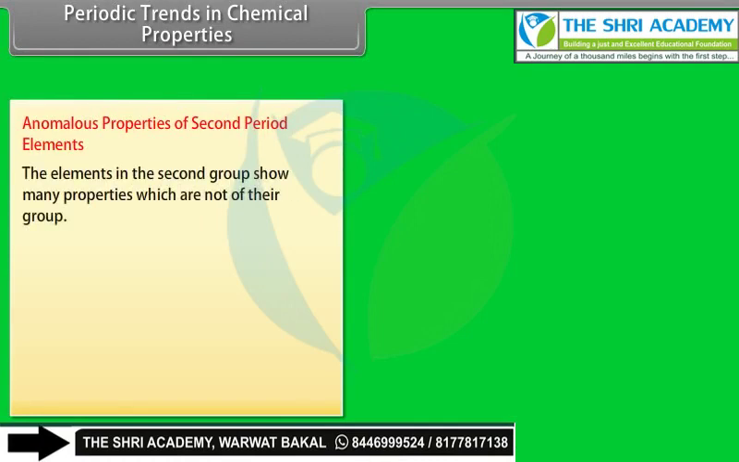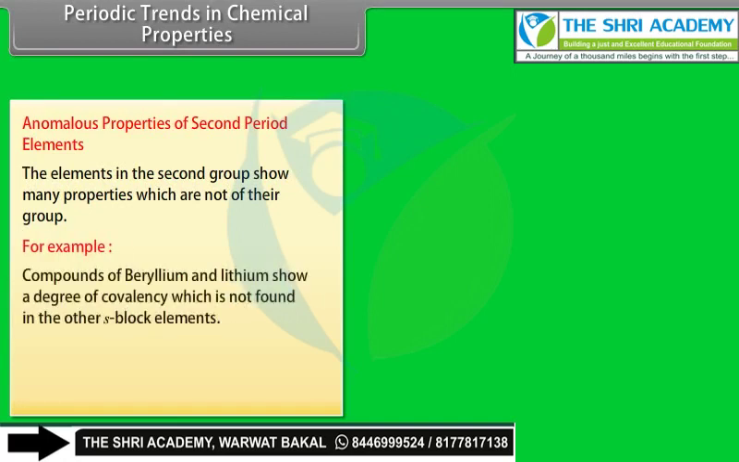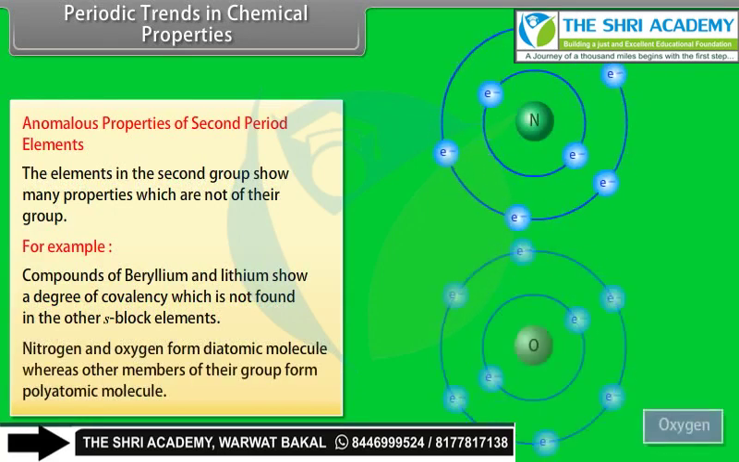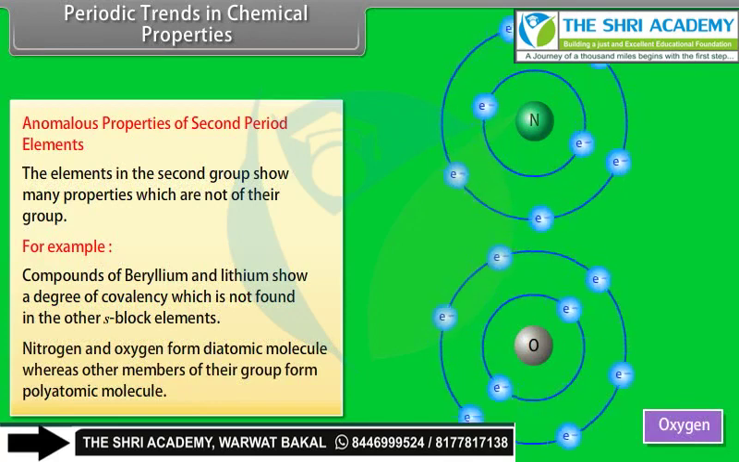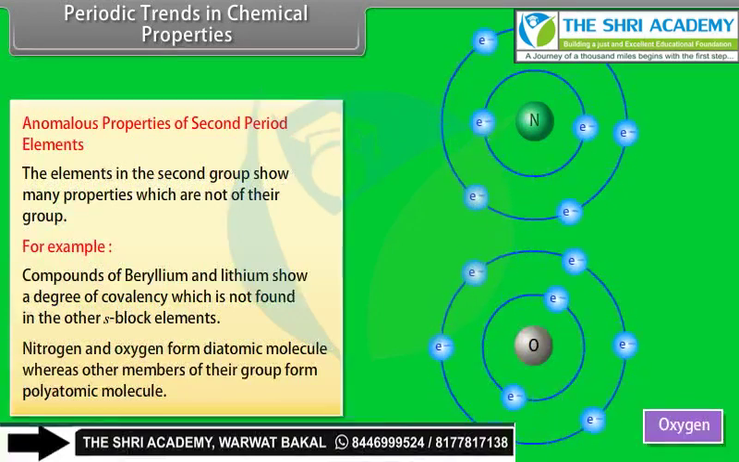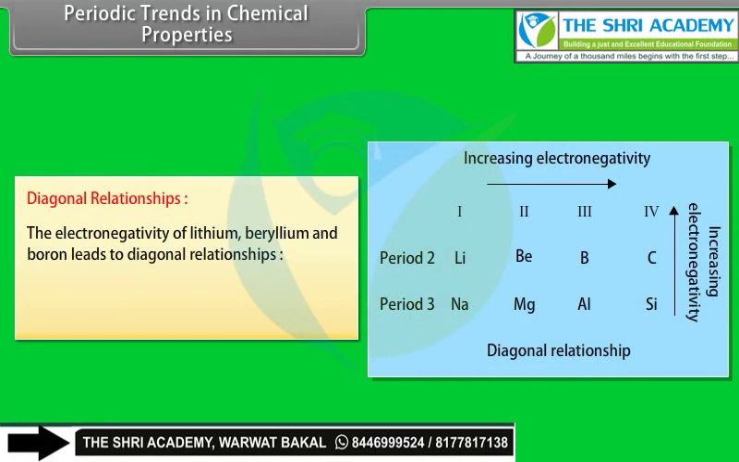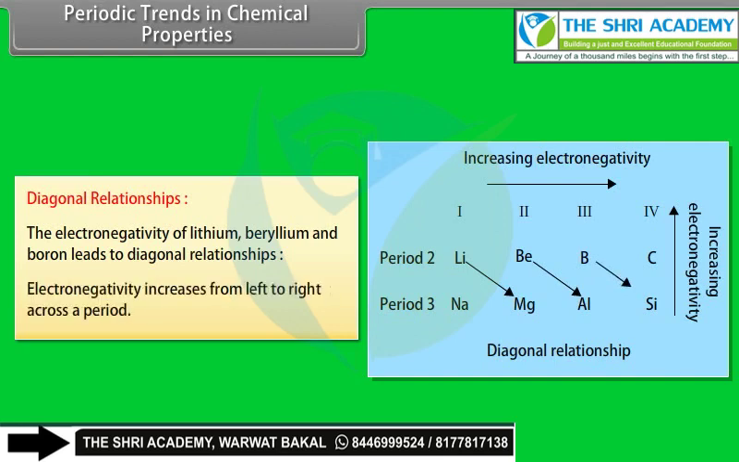Anomalous properties of second period elements. The elements in the second period show many properties which are not shared by their group. For example, compounds of beryllium and lithium show a degree of covalency which is not found in the other s-block elements. Nitrogen and oxygen form diatomic molecules, whereas other members of their group form polyatomic molecules. Diagonal relationships. The electronegativity of lithium, beryllium and boron leads to diagonal relationships. Lithium is strikingly similar to magnesium, beryllium to aluminium and boron to silicon. Electronegativity increases from left to right across a period.